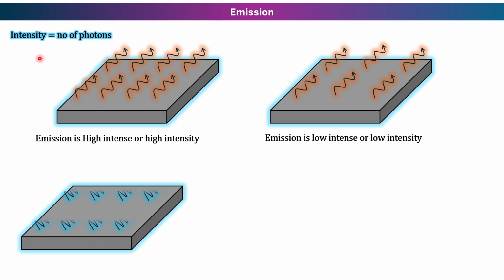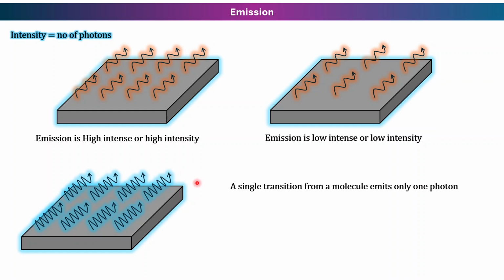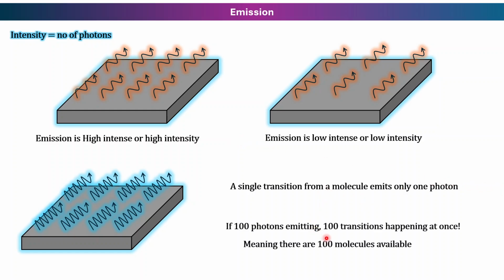Let's say you have another material and you have 8 photons ejecting, the same, but the frequency is different. This is a high energy photon and there are 8 photons coming, meaning 8 transitions are happening in parallel. I will tell what a single transition is: a molecule emits only one photon. If 100 photons are emitting, meaning 100 transitions are happening at once, there are 100 molecules available. We can quantify like that.